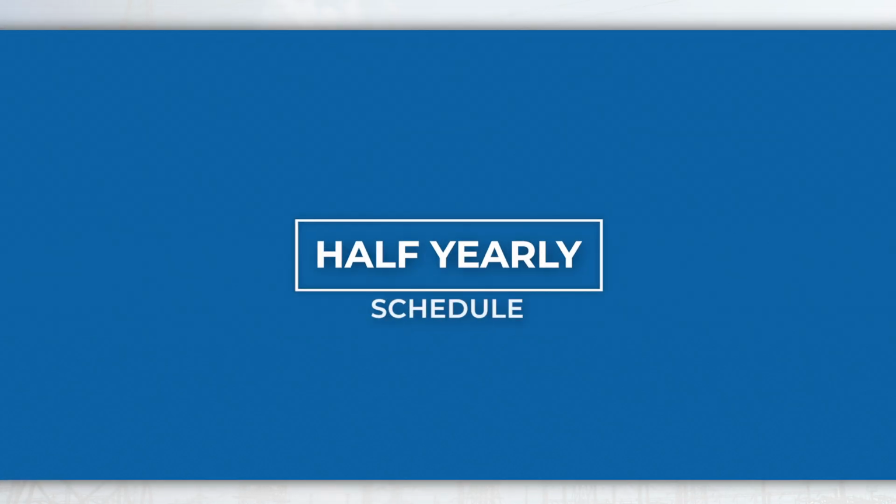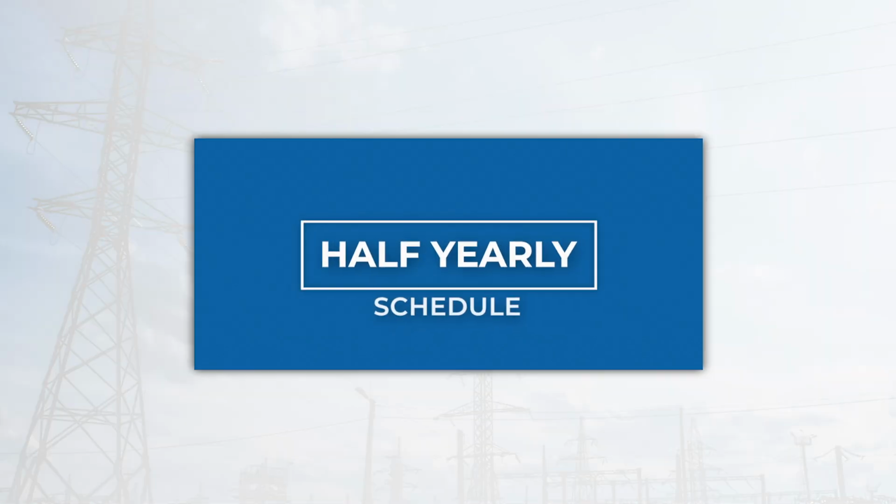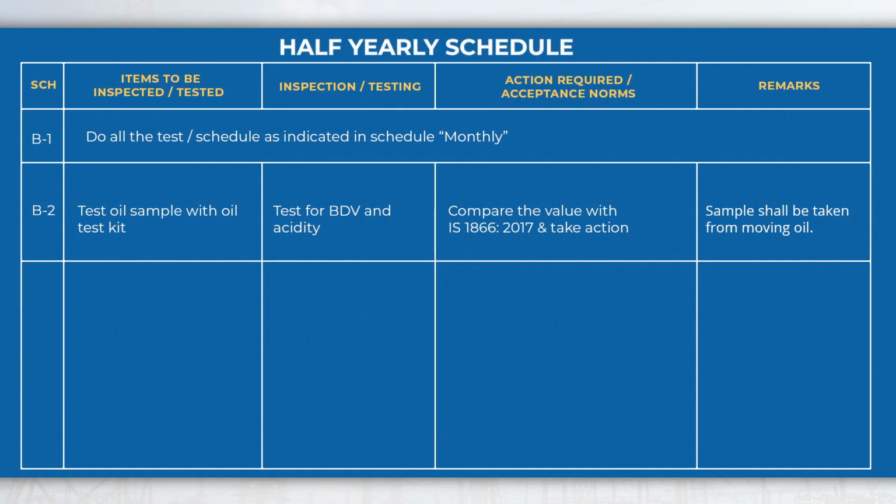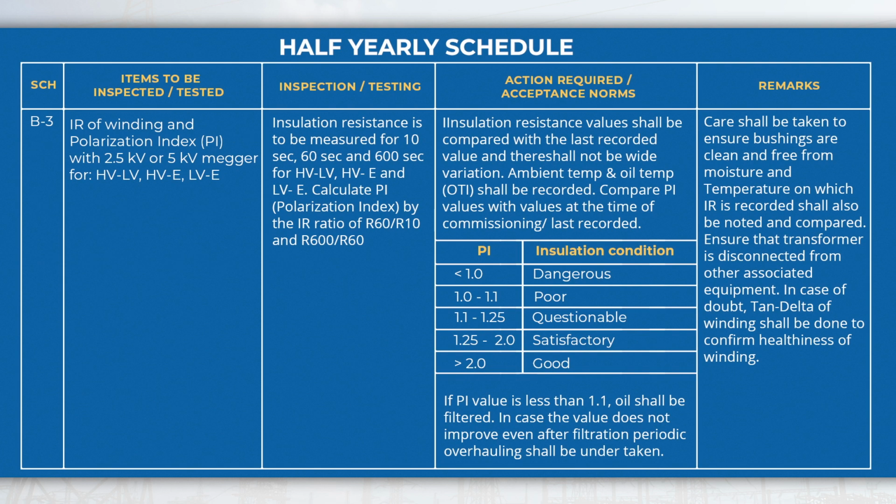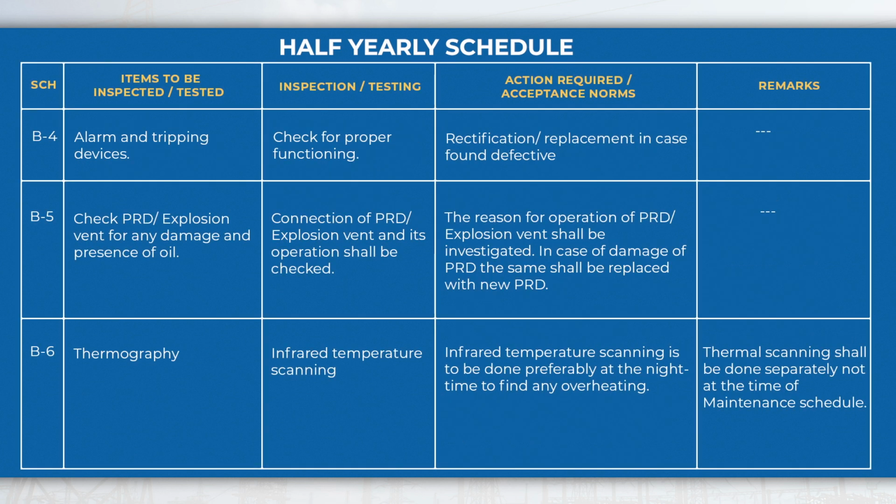In the half-yearly schedule, some of the activities to be done are: do all the activities as per the monthly schedule, test BDV of oil, do insulation resistance and polarization index test of winding, check functioning of alarm, tripping and PRD devices, and thermography to be done of the complete TR.